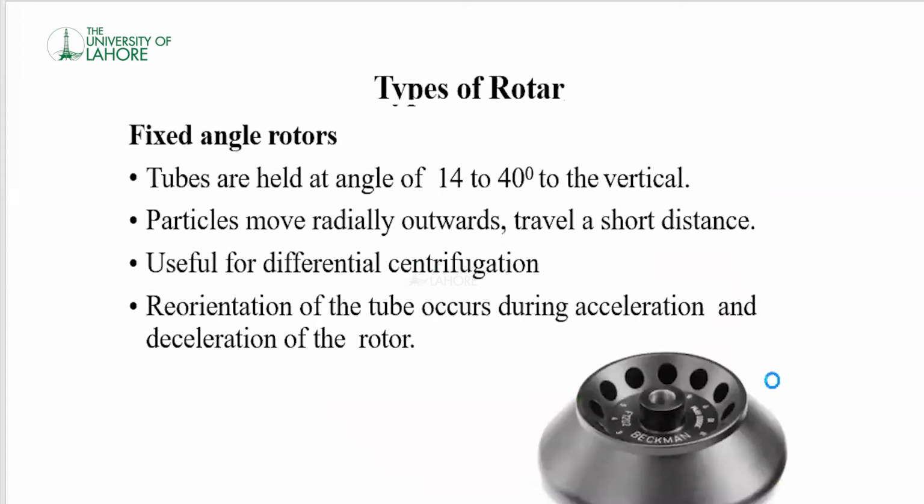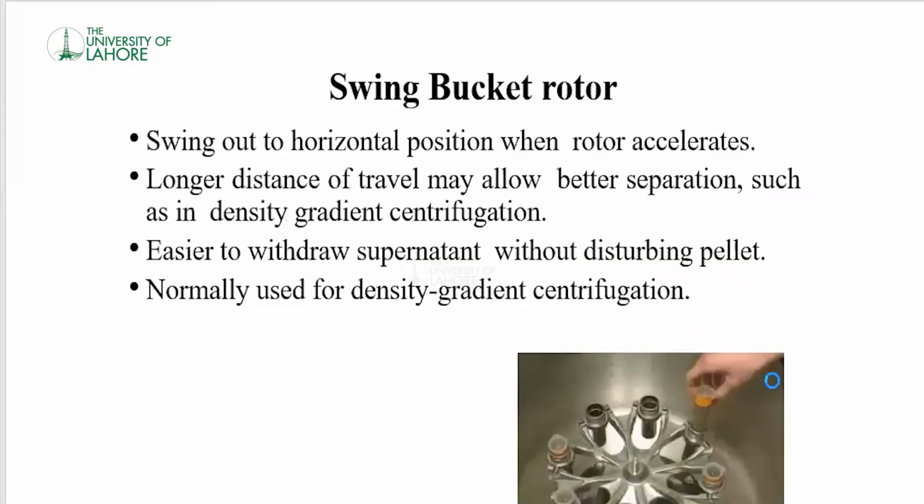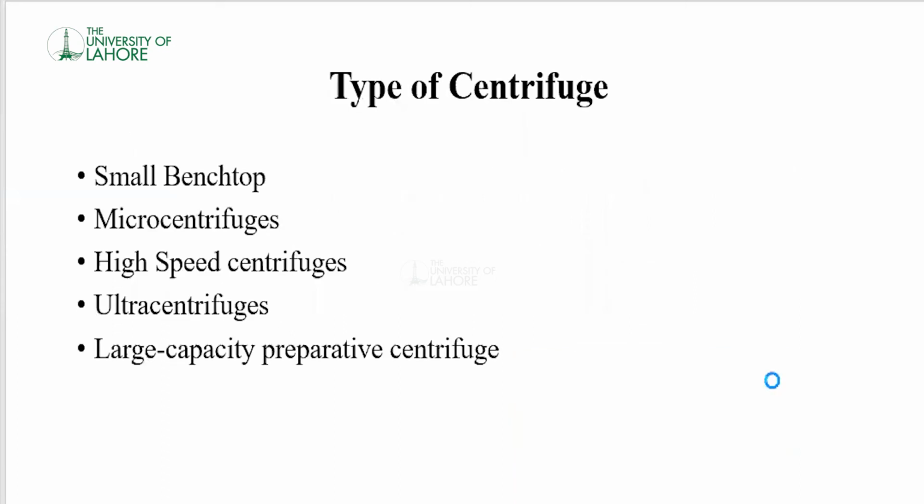Fixed angle rotor. In this, the tubes are held at a fixed angle, that is 14 to 40 degrees. Particles can move radially outward, they travel a short distance, and reorientation of the tube can occur during acceleration and deceleration of the rotor. Swing bucket rotor. The buckets swing out to a horizontal position when the rotor accelerates. The longer distance traveled allows better separation on the basis of the density gradient. The advantage of the swing bucket rotor is that it is easy to withdraw the supernatant without disturbing the pellet. Normally used for density gradient centrifugation.